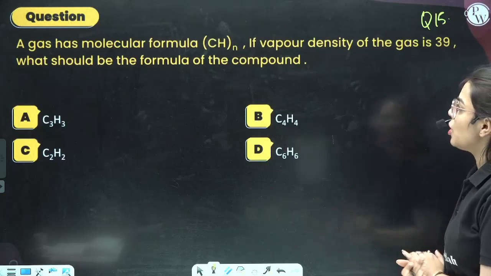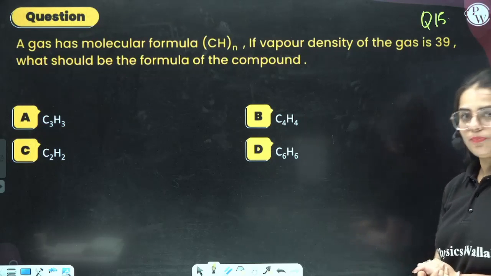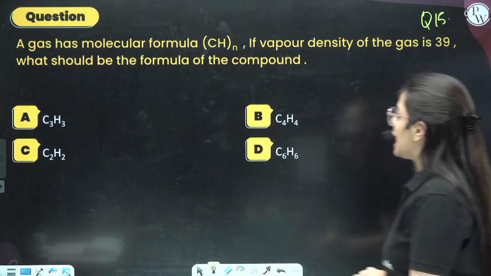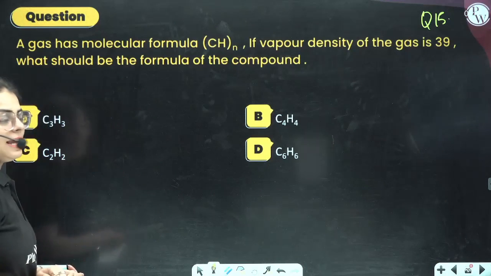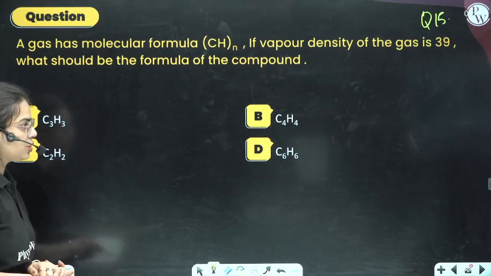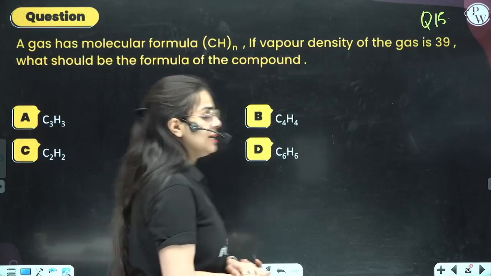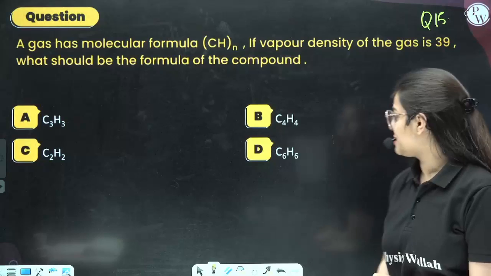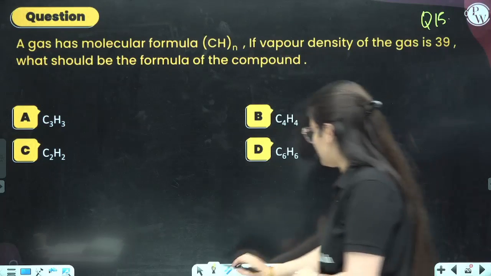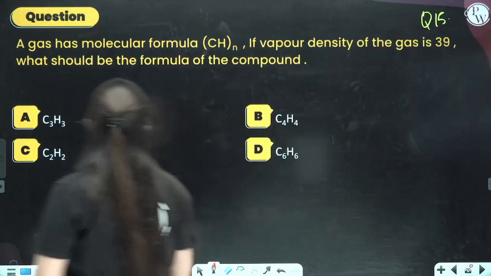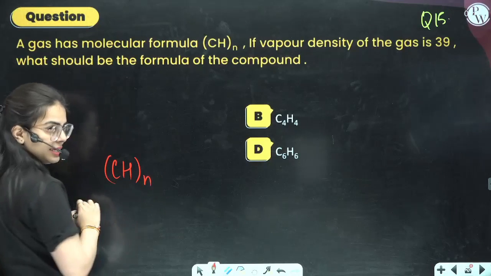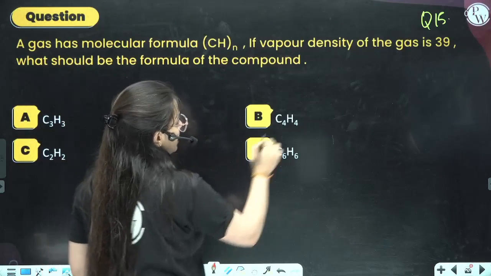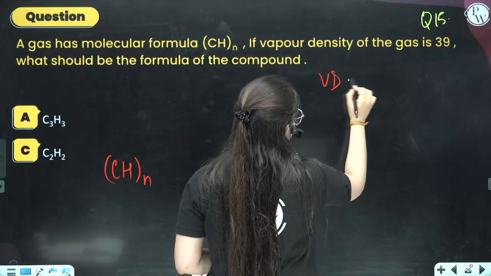A gas has molecular formula CHN. If the vapor density of the gas is 39, what should be the formula of the compound? Option A is C3H3, B is C4H4, C is C2H2, while D is C6H6. Now see how we have to solve this question. A gas has a molecular formula CHN, and its vapor density is 39.